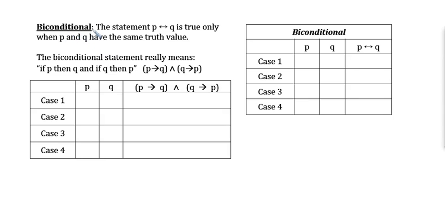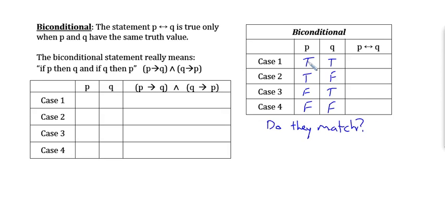To biconditional. Here, the statement P, if and only if Q, is true only when P and Q have the same truth value. So these have to match truth values for it to be a true statement. Okay, so let's take a look at our cases here. We can fill these out: true, true, false, false, true, false, true, false. Now the question we're asking here is, do they match? And if they do, then it's a true.